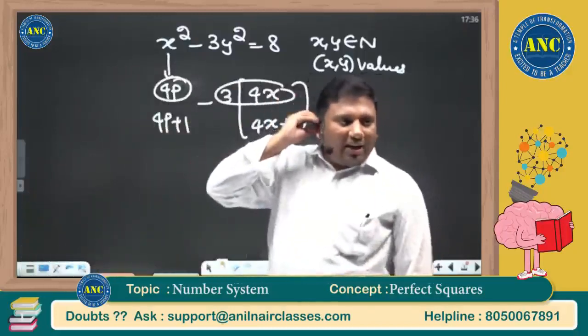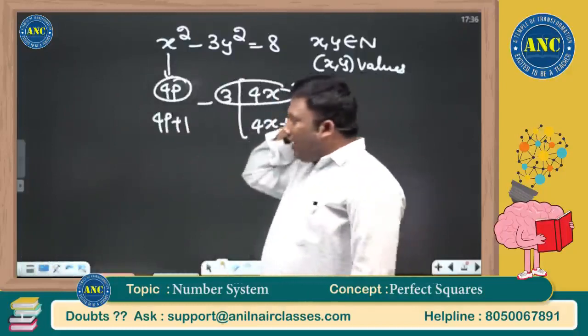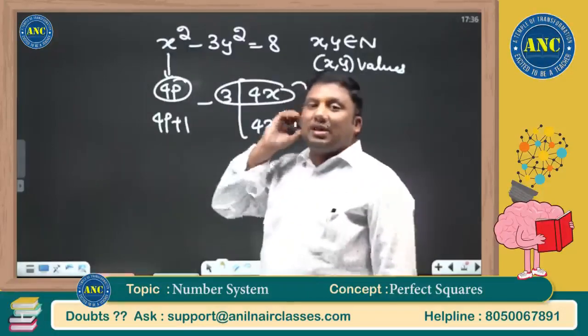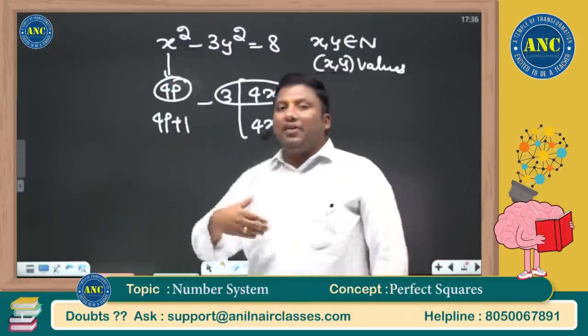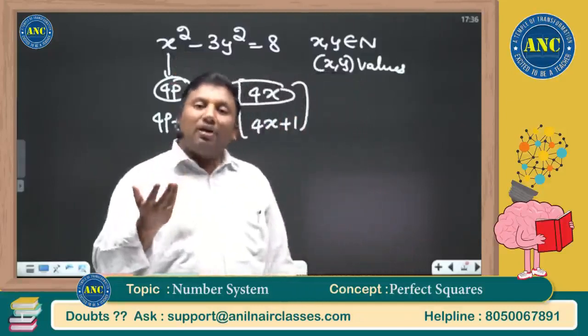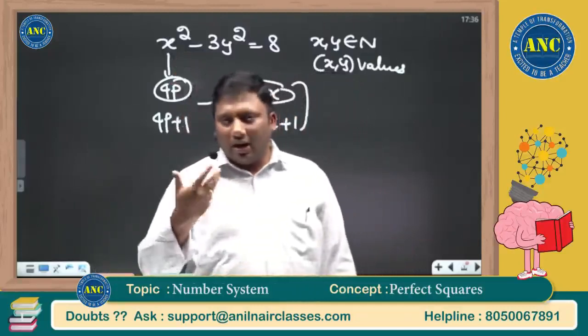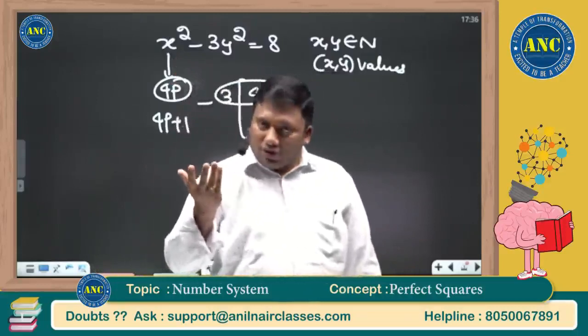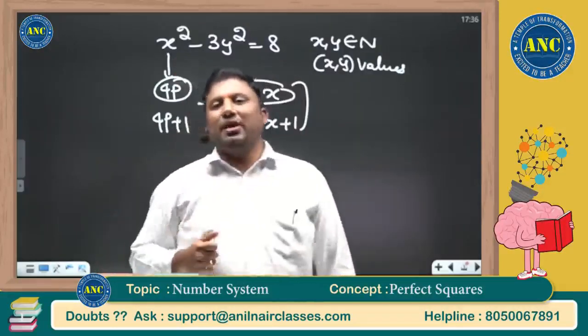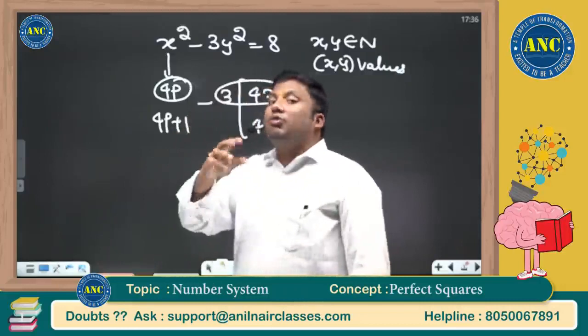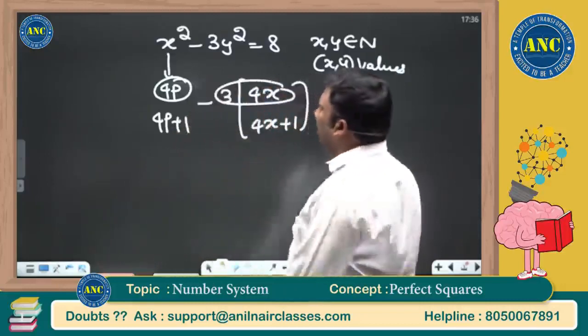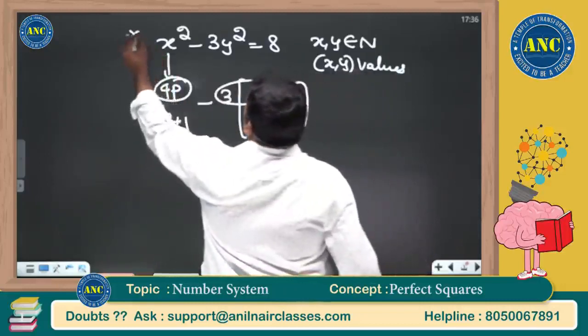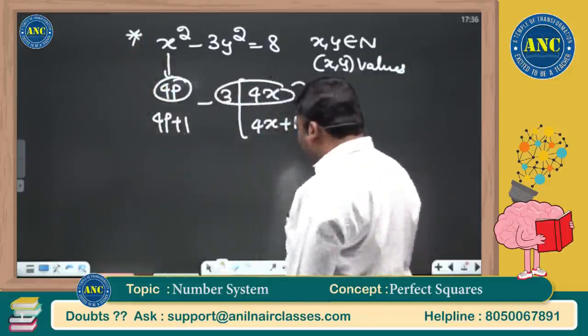Now somebody, Anil, is asking, what is P? P is some natural number. Any perfect square is either a multiple of 4 or gives a remainder 1. Anil, 25 is 4 into 6 plus 1. 6 is some natural number. 48 is 4 into 12. 12 is another natural number. Please put a star mark on this.